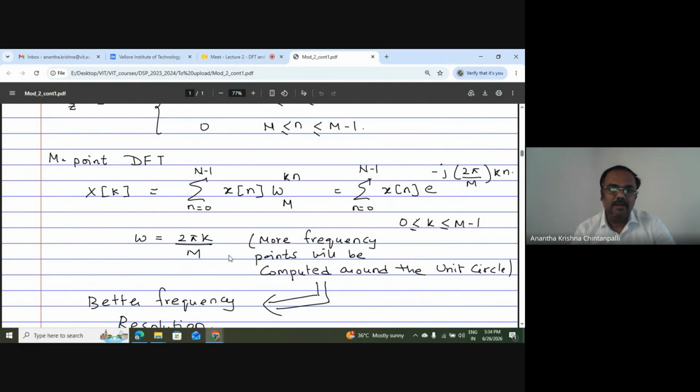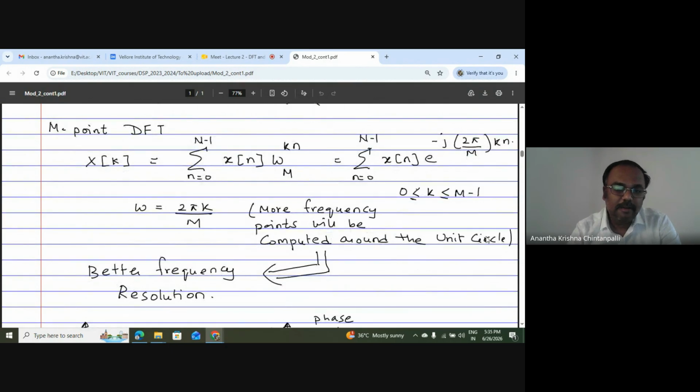X of k is equal to summation of n goes from 0 to N minus 1, because afterwards the values are 0, of x of n W_M to the kn. This is nothing but summation of n goes from 0 to N minus 1 of x of n e to the power of minus j 2 pi by M times kn, with k going from 0 to M minus 1, both inclusive. Now the omega here is 2 pi k by M. So more frequency points will be computed around the unit circle, and we will get a better frequency resolution.